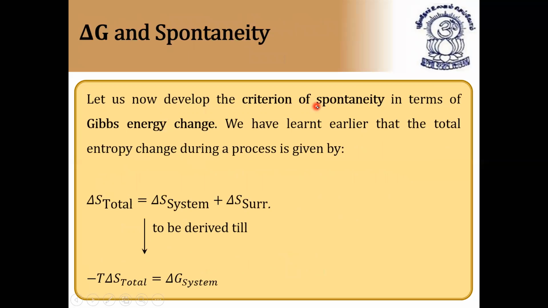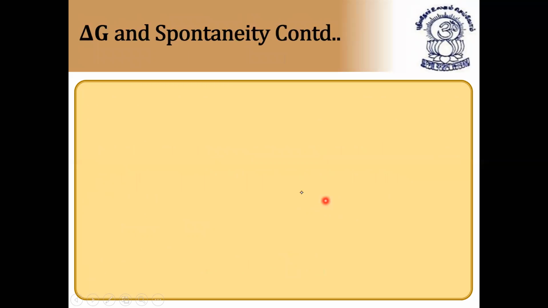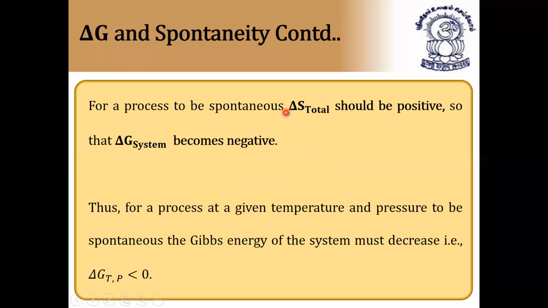Let us now develop the criterion of spontaneity in terms of Gibbs energy change. We have learned earlier that the total entropy change during a process is given by delta S total is equal to delta S of system plus delta S of surroundings, which gives minus T delta S equal to delta G of the system. So this is called delta G of the system. Now, what is delta G and spontaneity? For a process to be spontaneous, delta S total should be positive, and so the delta G of the system becomes negative.